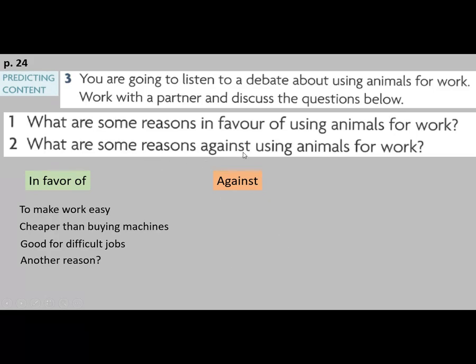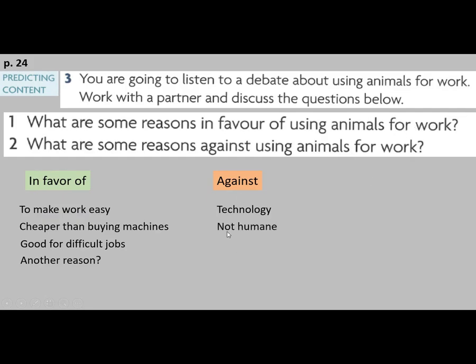Let's look at some reasons against using animals for work. One reason could be technology. We are living in 2020 now, and we have a lot of technology everywhere. So there is no need to use animals to do work. For example, if you are working on the farm, instead of using horses or cows, you can use maybe tractors, trucks to do the work.